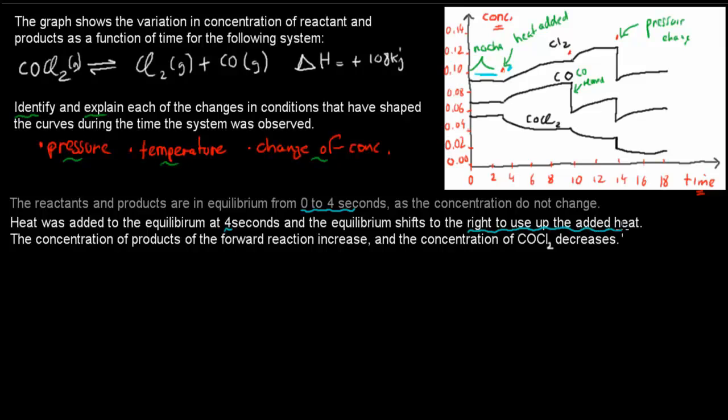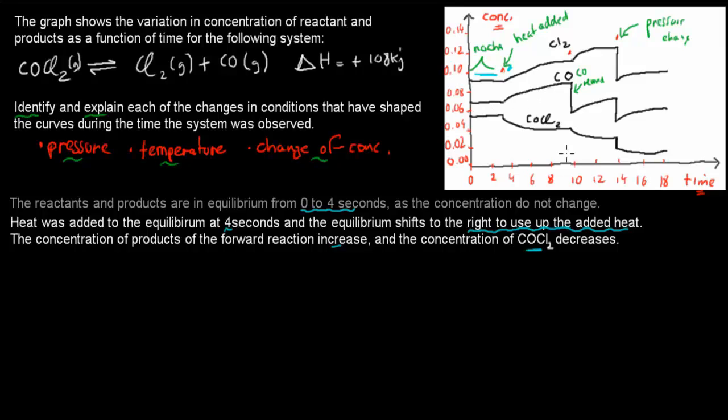It uses up the added heat, thereby going to the right. So the concentrations of products of the forward reaction increase, and the concentration of carbon oxide dichloride decreases. We're shifting to the right because this is an endothermic reaction. So if we have added heat, if we do this forward reaction, it will use up that heat. And that means that we're going to have more chlorine and carbon monoxide being produced and less carbon oxide dichloride. And that's exactly what happens. So we can see this goes down, whereas the other 2 go up.